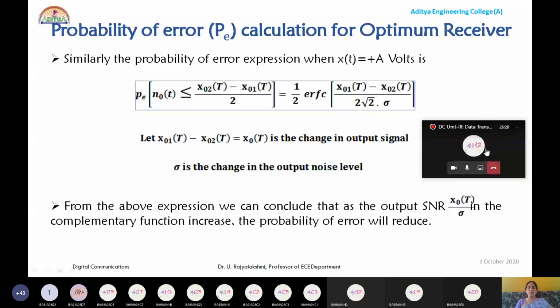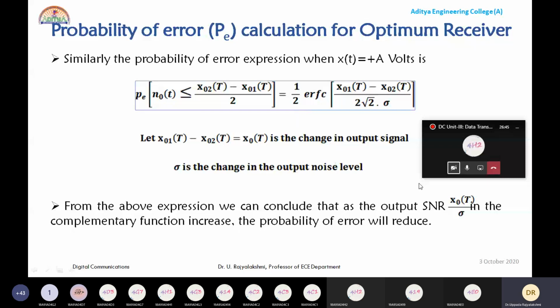So please always remember the probability of error expression for the optimum filter receiver. It is equal to half erfc of (x naught 1 of t minus x naught 2 of t) divided by 2 root 2 sigma.